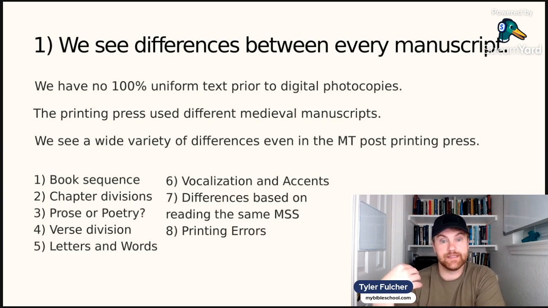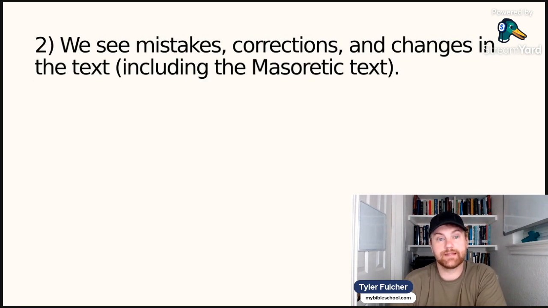And then, of course, we see differences that are based on reading the same manuscript. Sometimes you just couldn't read the handwriting as well as you'd like. And so one person might see a particular letter and another person might see a different letter. And you interpret that differently. And then you put that into the printing press in a more readable version. And that's how mistakes enter. And then, of course, there's just basic printing errors that could happen. So that's why we need textual criticism, because we see differences between the manuscripts in all these different ways.